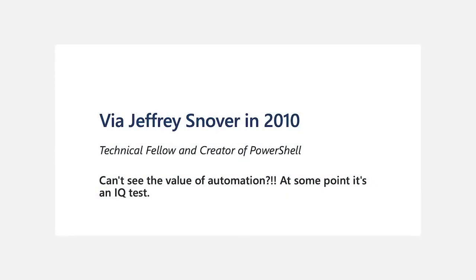So another quote from Jeffrey Snover back in 2010, he says, "If you can't see the value of automation, at some point, it's simply an IQ test." It's just a matter of, if you're not getting it, let's set it up. And the first time it goes off, the first time it works, it's like the light bulb goes off of, oh my gosh, this is so valuable. This has just saved me 10 minutes of having to log into the portal, click on my web app, go ahead and restart. Instead, I could automate that with something called chat ops, and we'll talk about that.